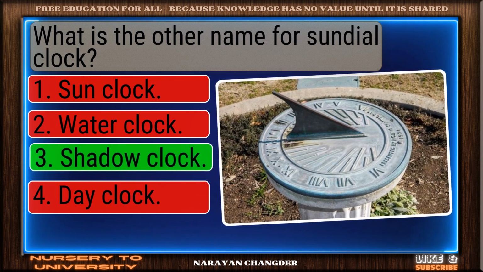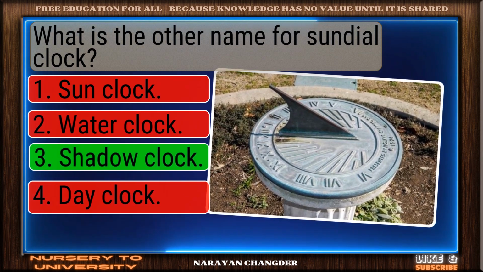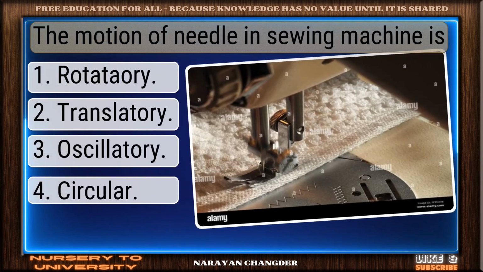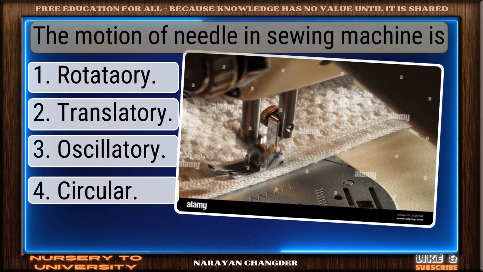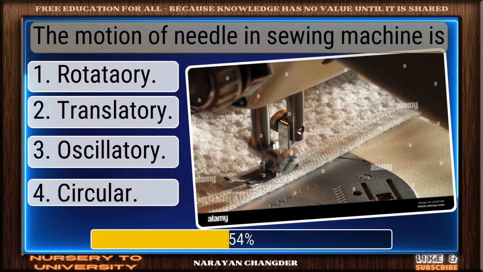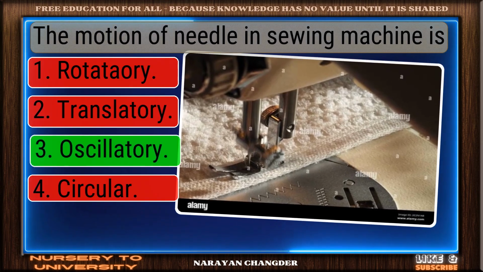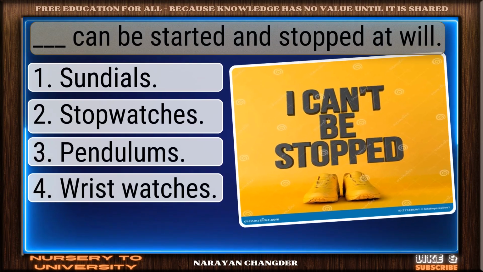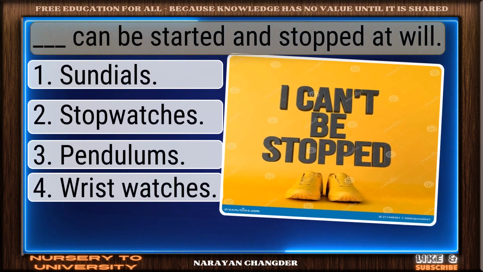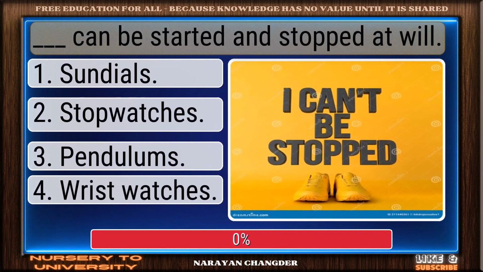Smart move. Shadow clock is an accurate answer. Question number 88. The motion of needle in sewing machine is? Sharp thinking. Oscillatory is the right choice. Question number 89. Dash can be started and stopped at will.